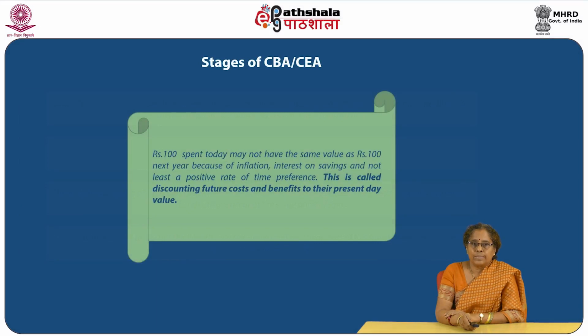For example, rupees 100 spent today may not have the same value as rupees 100 next year because of inflation, interest on savings, and not least a positive rate of time preference. This is called discounting future costs and benefits to their present day value.